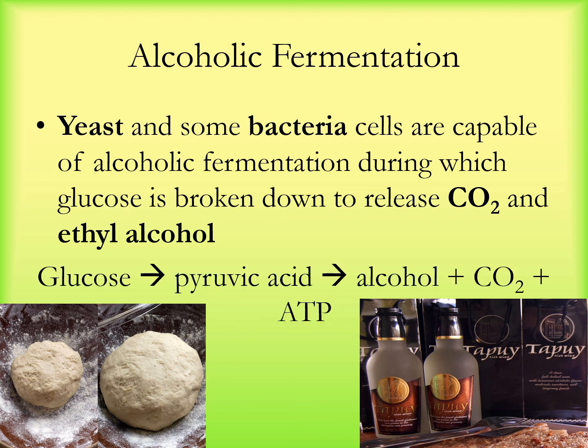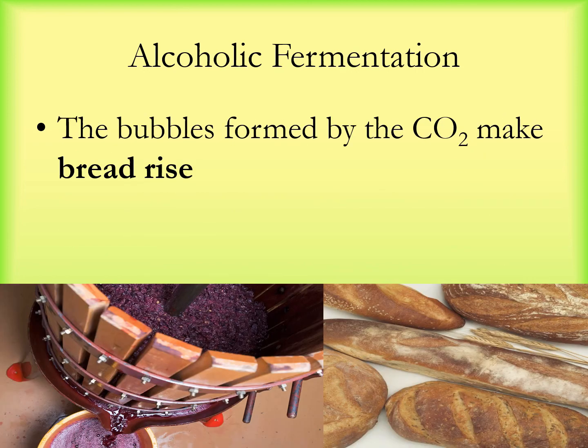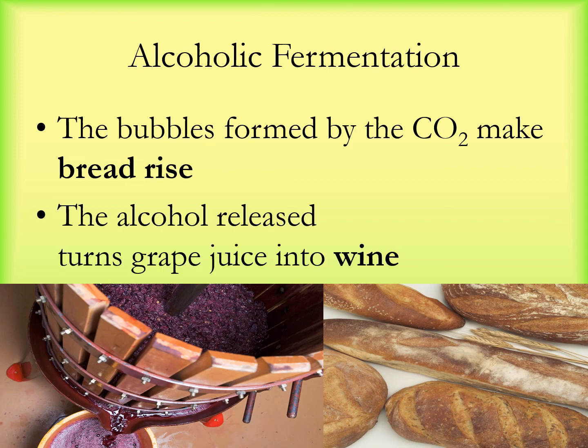We have the glucose, and during the process of glycolysis, it produces pyruvic acid, and the byproducts now are alcohol, carbon dioxide, and ATP. In alcoholic fermentation, the bubbles formed by the carbon dioxide can make the bread rise. That is in the form of yeast. And the alcohol released turns grape juice into wine. So this is the process of fermentation. It uses the cycle glycolysis, or anaerobic respiration, because it does not need oxygen for this fermentation.